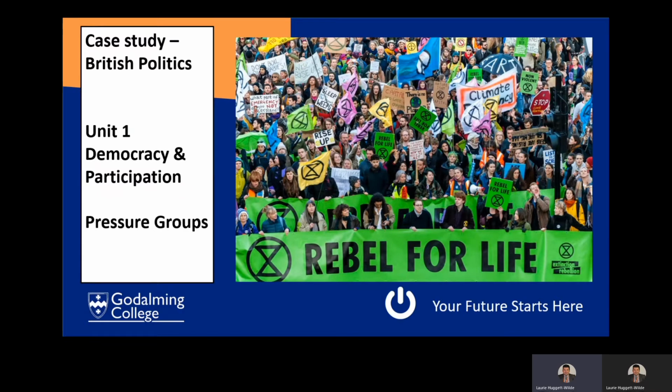Pressure groups are any group which kind of campaigns for a better society. That could be anything from a charity all the way through to a trade union. A really famous one which is relevant at the moment is, of course, the Extinction Rebellion. The Extinction Rebellion have been campaigning for the UK government and UK people to take climate change more seriously. And they've been successful in that. They've pushed climate change and the environment up the agenda and have got parties and people talking about that.